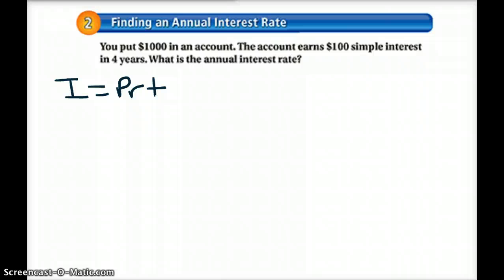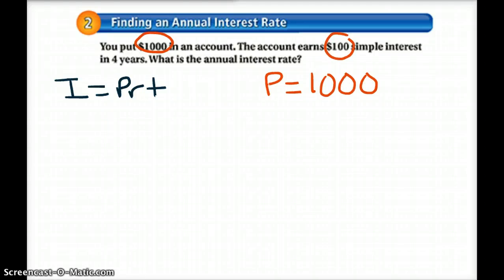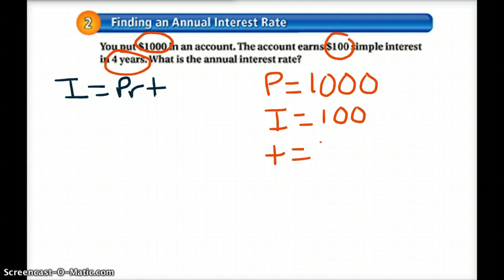Okay, so we know that you put $1,000 into the account. That's your principal. So P equals 1,000. The account earns $100 simple interest. So that's your I, the interest that was earned. So I equals 100. And it was in the account for 4 years, so your time is 4. And we're looking for the rate. We're looking for R.